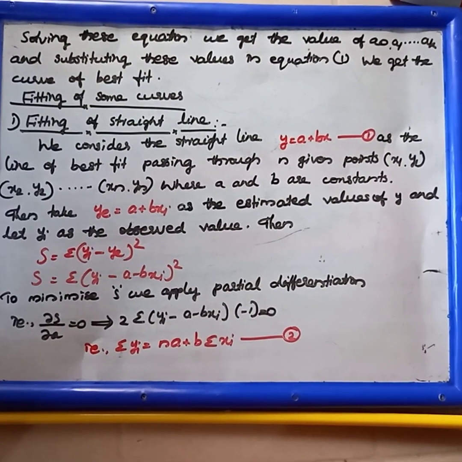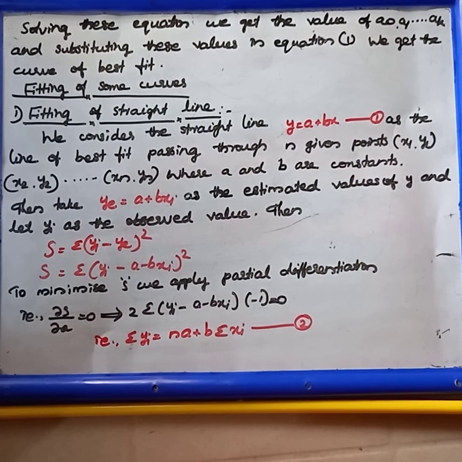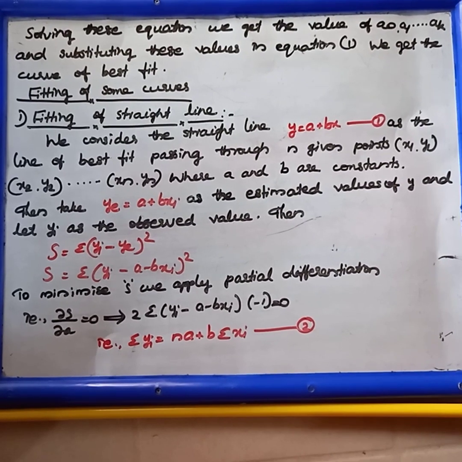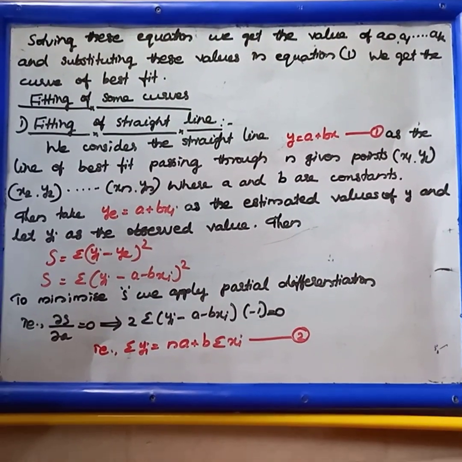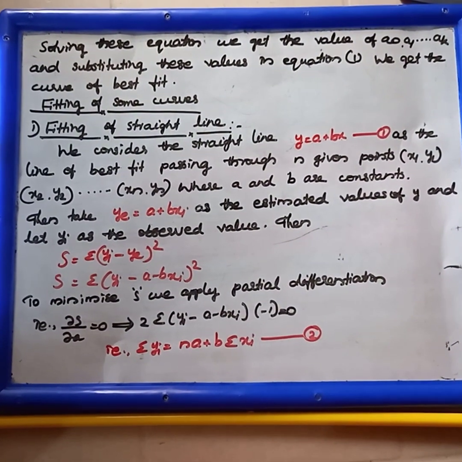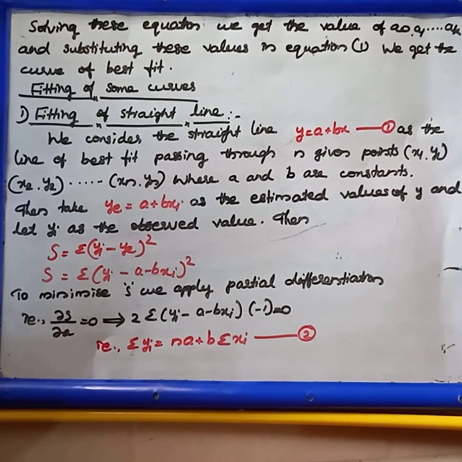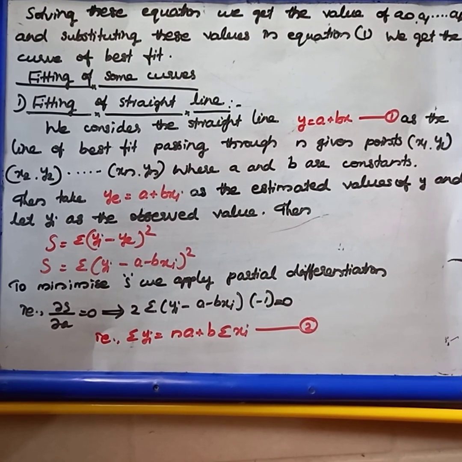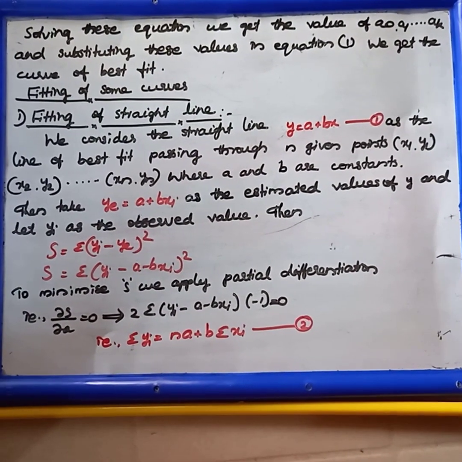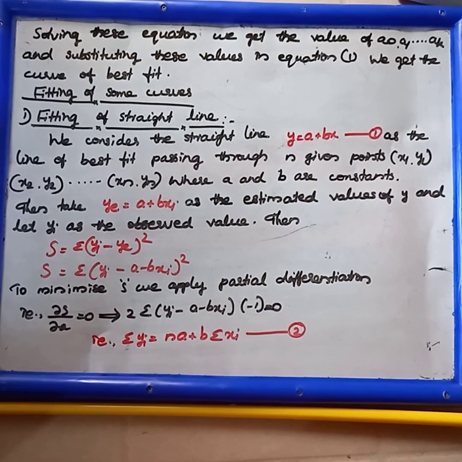First one, fitting of a straight line. We consider the straight line y is equal to a plus bx as the line of best fit passing through n given points x1, y1, x2, y2, etc., xn, yn, where a and b are constants. Then take y is equal to a plus b xi as the estimated values of y, and let yi be the observed value. Then s is equal to summation yi minus ye whole square, which is equal to summation yi minus a minus bxi whole square.